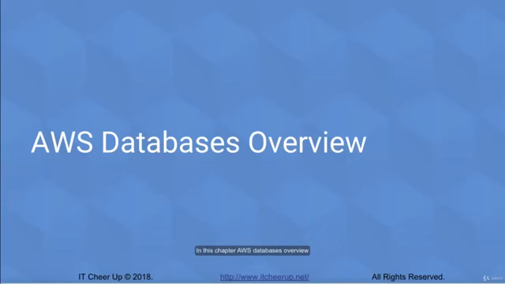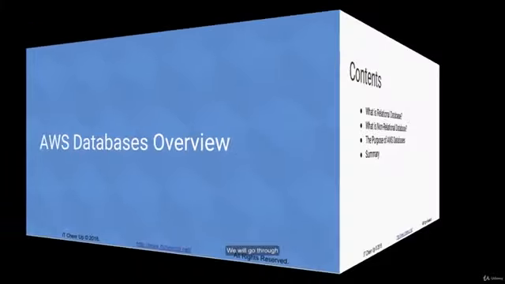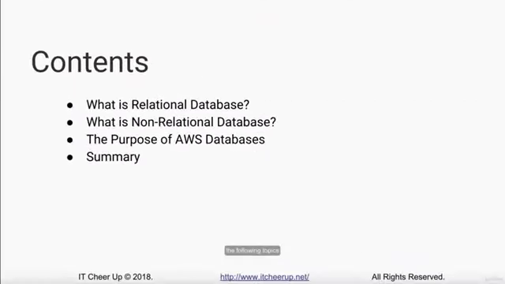In this chapter, AWS Database Overview, we will go through the following topics. What is a relational database? What is a non-relational database? The purpose of AWS databases. And wrap up with a summary of this chapter.